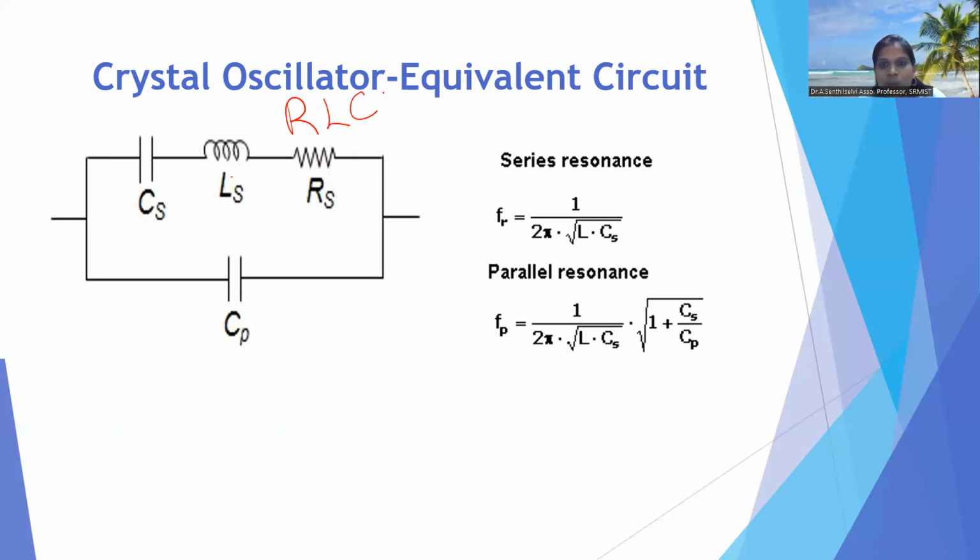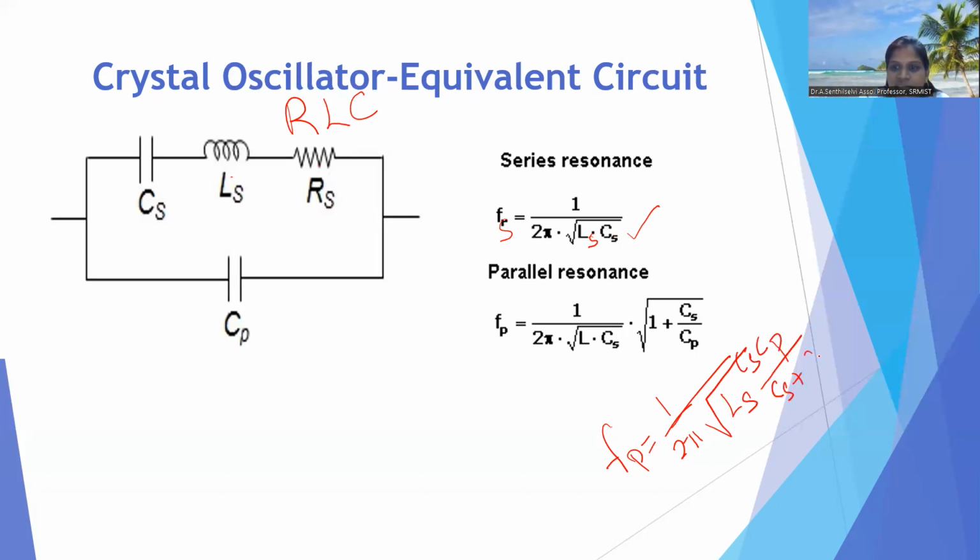Actually, the crystal oscillator works at two frequencies: series resonance frequency and parallel resonance frequency. This is the formula for series resonance frequency: Fs equals 1 by 2 pi root of Ls into Cs. The parallel resonance frequency can be written as Fp equals 1 by 2 pi root of Ls times Cs Cp divided by Cs plus Cp. This is the formula for parallel resonance frequency.